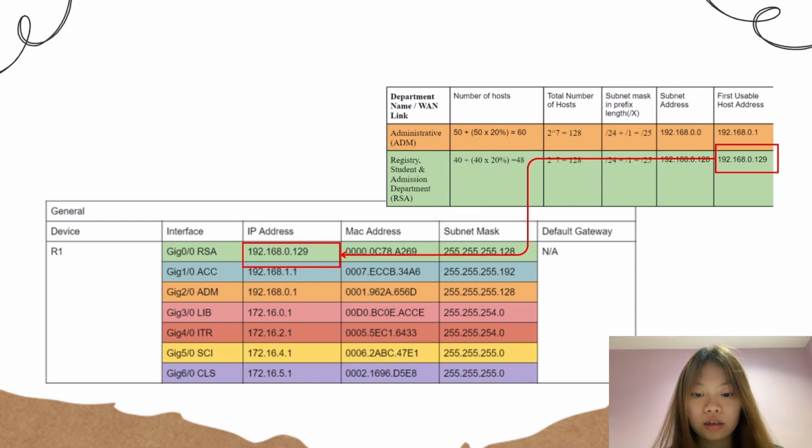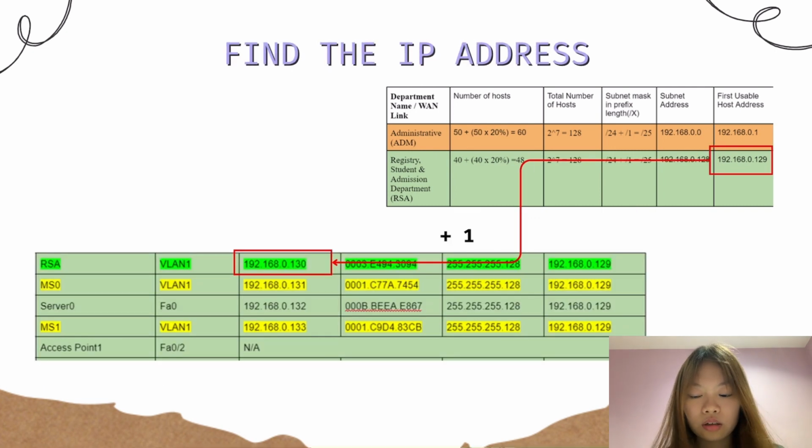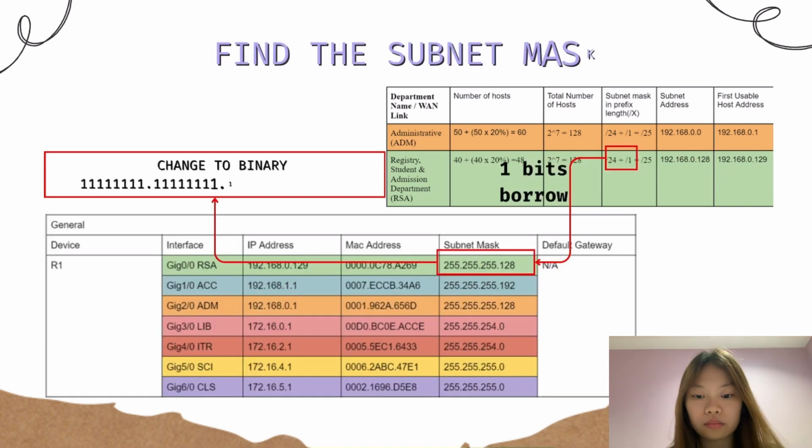And then the device's IP address, which is adding 1 to the first usable host address. So for example, for the router of the registry student admission department, after adding 1 it is 192.168.0.130. So it is the same for the other devices.